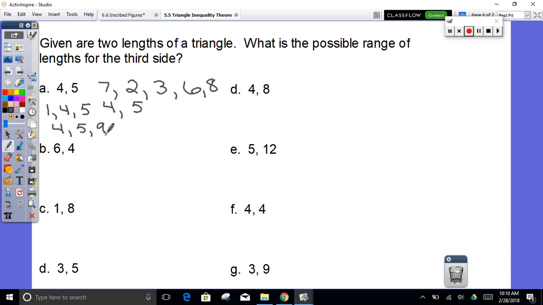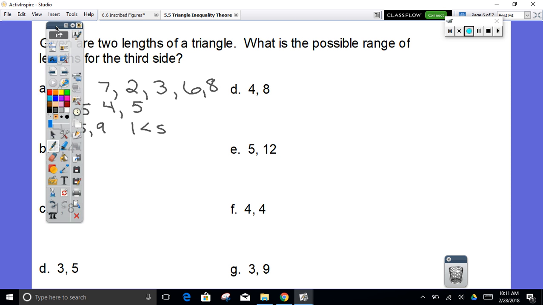Now, there's a better way than using blocks every time to figure this out. What we're going to do is list a range of sides. This is very easy. We subtract to find the smallest side that would be equal. So 5 minus 4 is 1. 1 didn't work. The other side of our triangle has to be bigger than 1.